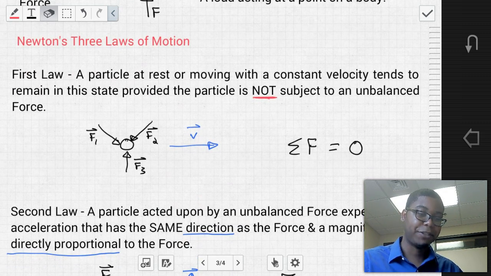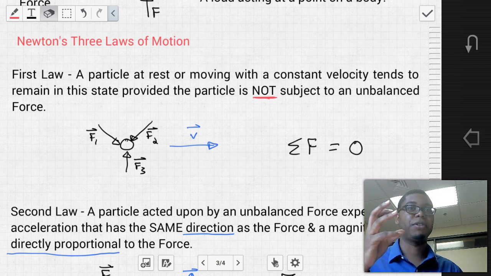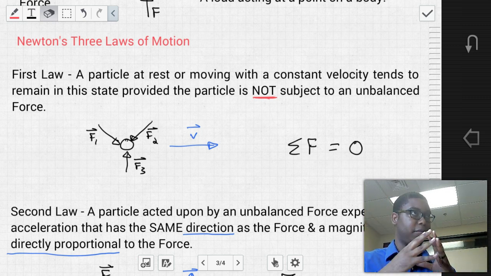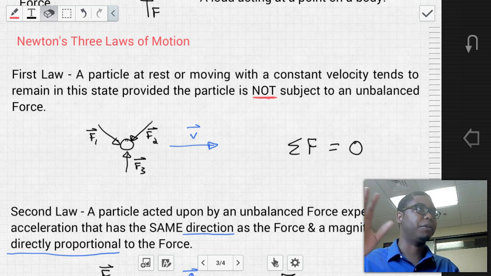Newton's first law of motion states a particle at rest or moving with a constant velocity tends to remain in this state provided the particle is not subject to an unbalanced force. Consider we have some particle in space and we apply 3 loads to that object. But these loads and their configuration and magnitude are in equilibrium, so they balance each other out in every direction. Say this particle has some constant velocity. If these forces are balanced and this body has some velocity, or it has a 0 velocity, it doesn't matter, then we can say that the sum of the forces, since they're balanced, is equal to 0. And this is one of the basic principles that we will be using.